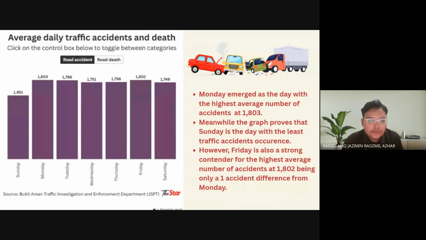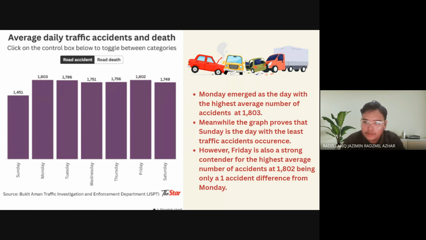Meanwhile, the graph proves that Sunday is the day with the least traffic accidents. Now, why do we think so? We think so because maybe it is the end of the week. People tend to relax. They have to prepare for their Monday work. They have to prepare for classes. They have to prepare to go back home. So maybe there are fewer cars on the roads. And I'm sure it is evident that in our own respective hometowns, you can see that on Sundays there are fewer cars compared to Fridays or Mondays. I think that is all from me.